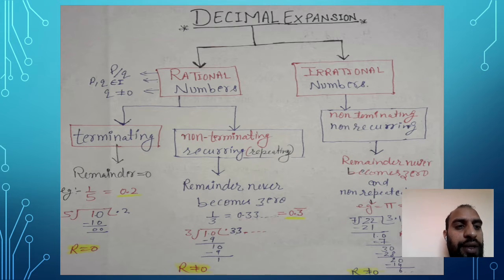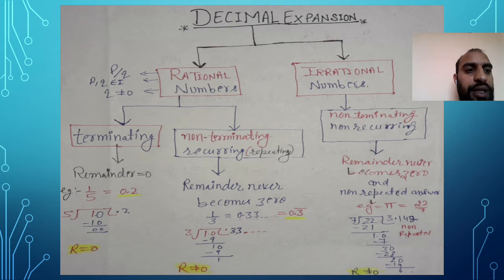So the rest are irrational numbers. In the case of irrational numbers, the condition is non-terminating, non-recurring. So from this condition we can say: the remainder never becomes 0 and the answer is non-repeating. Let's start with the example. Pi, I have taken as an example. Pi is equal to 22 upon 7.